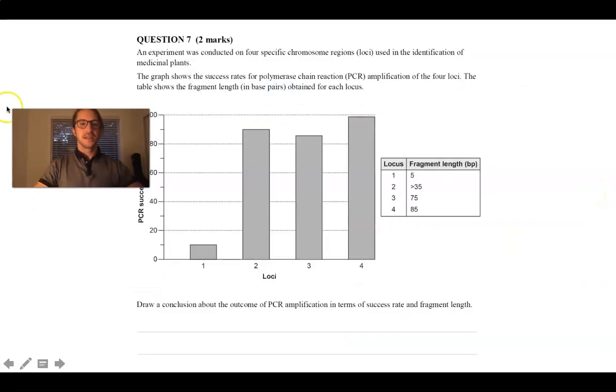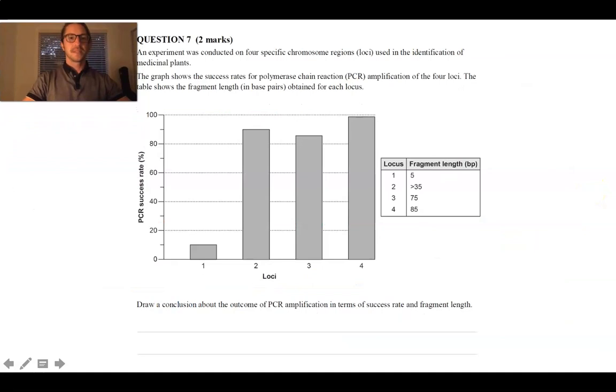Okay, next question. Here we have an experiment was conducted on 4 specific chromosome regions used in the identification of medicinal plants. The graph shows the success rate for polymerase chain reaction amplification of the 4 loci. The table shows the fragment length in base pairs obtained for each locus. So this is that appraise the data QCAA point. So if we just look at this together and talk through it for a sec before we pause and you answer. Let's look at our table.